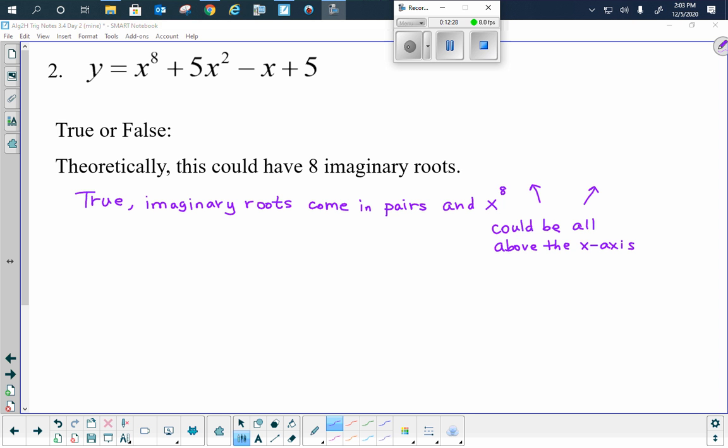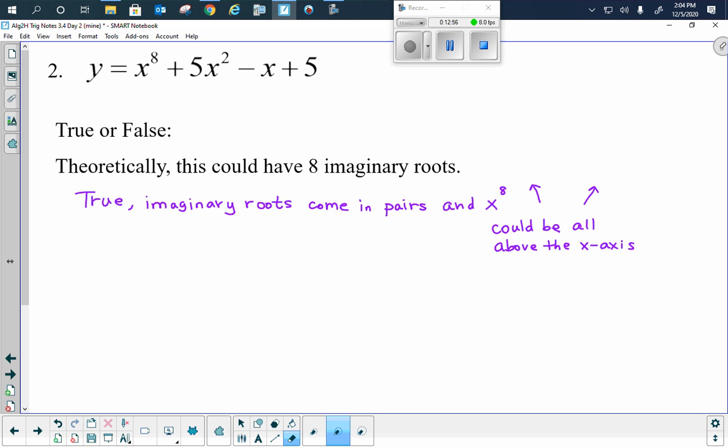If we're saying it has imaginary roots, it doesn't cross the x-axis. If both arrows are going up, do you agree that it could be all above the x-axis? Ultimately, maybe it looks like this. Maybe everything's above the x-axis. Here's your x-axis, x and y. So that could be what's happening. So give some sort of explanation, guys, to back up your true and false.